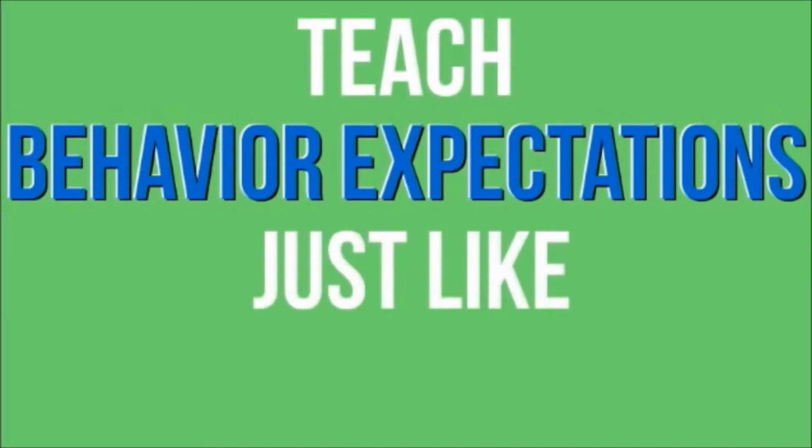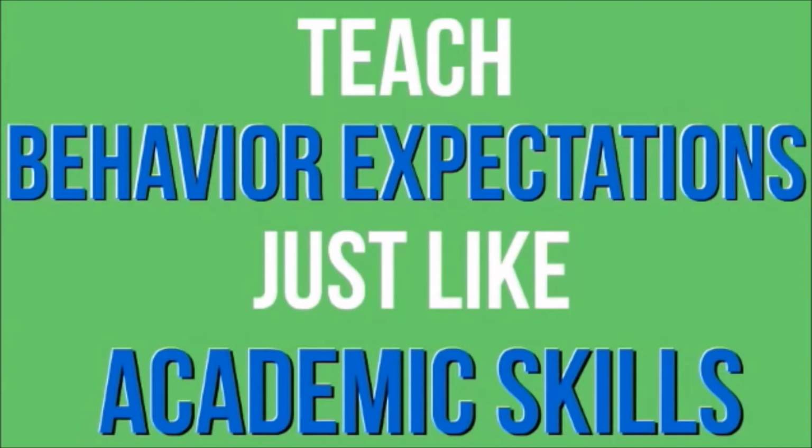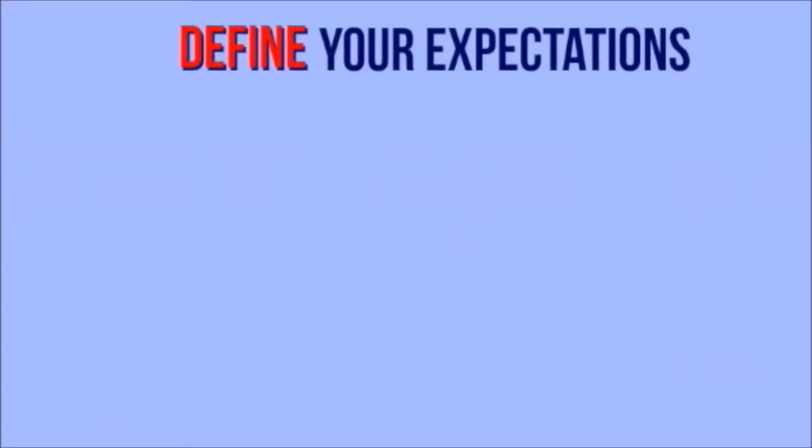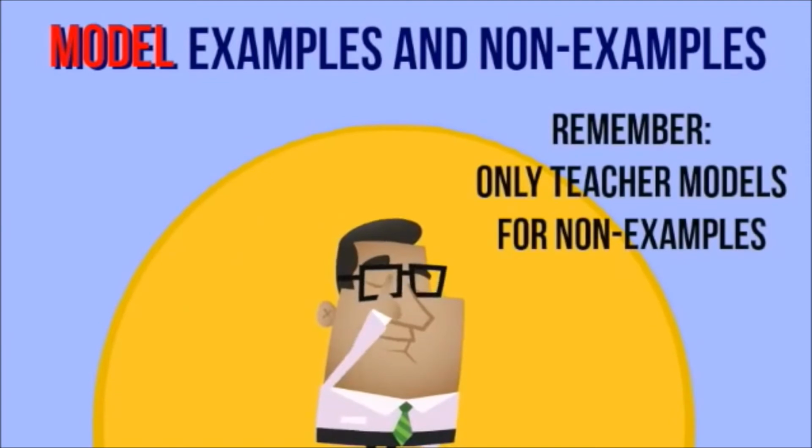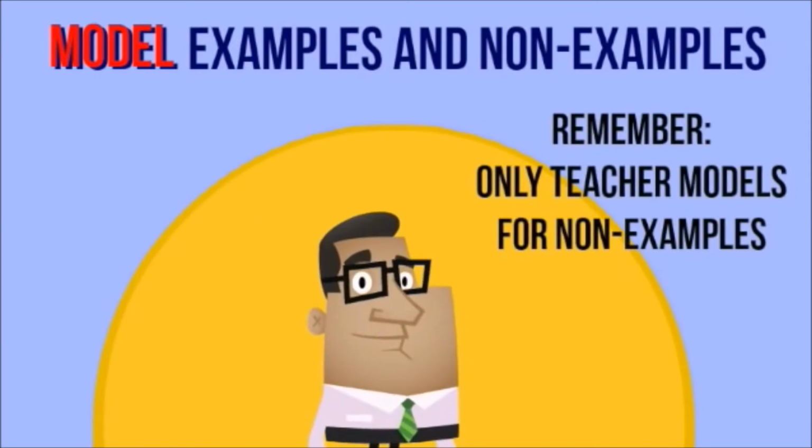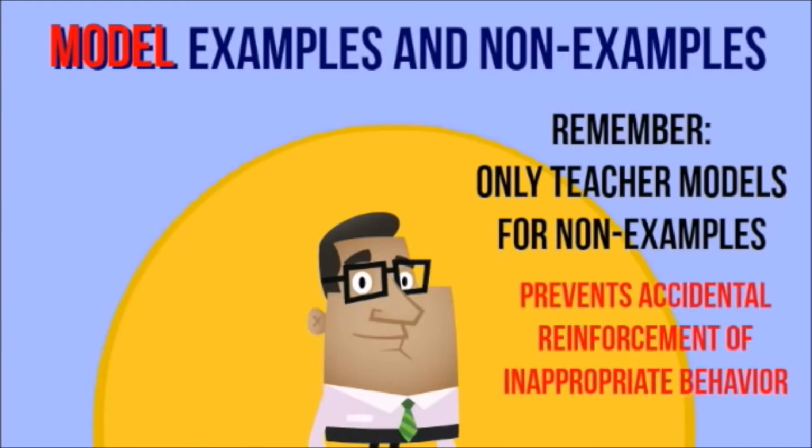In short, behavioral expectations should be taught just like we teach academic skills. This means that teachers should define their classroom behavioral expectations, which you've already done, and model examples and non-examples of the expected behaviors. I mentioned that in the previous slide. As a caveat, make sure that the teacher is the one modeling non-examples. We don't want students accidentally being reinforced by their peers' laughter if they're engaging in a non-example of the behavior.